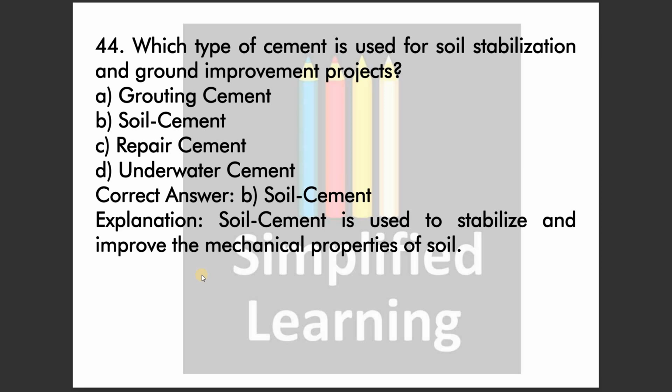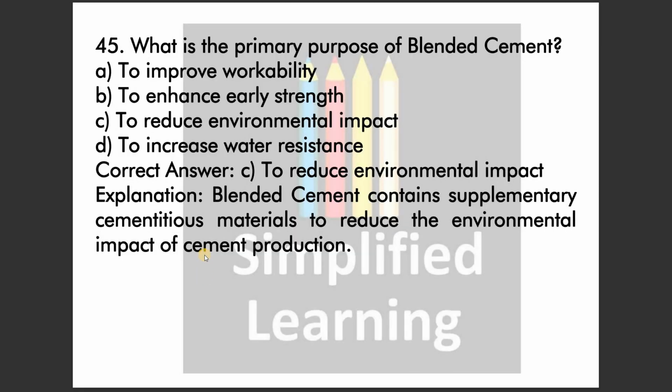Which kind of cement is used for soil stabilization and ground improvement projects? Soil cement is the answer. It improves the mechanical properties of soil and increases the stability of the soil in which the structure is getting constructed. What is the primary purpose of blended cement? In order to reduce environmental impact, we are going to use the blended cement.